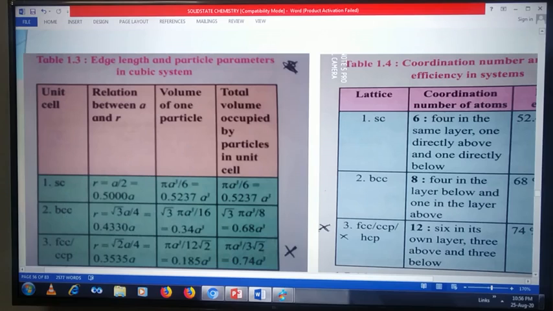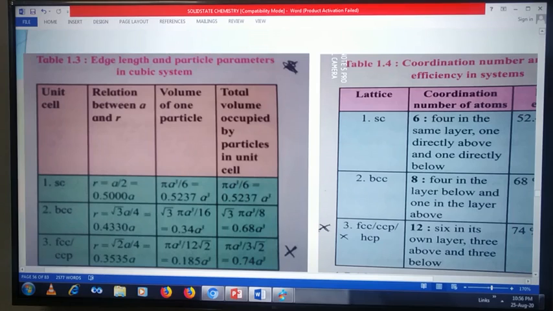And the volume of one particle, we know the relation for the BCC is root 3 pi a cube upon 16. Here again, we put in the values of root 3 and pi and calculate, and we get the relation that for the BCC, the volume of one particle is equal to 0.34 a cube. Here again, we put in the value of the edge length and get the volume of one particle.